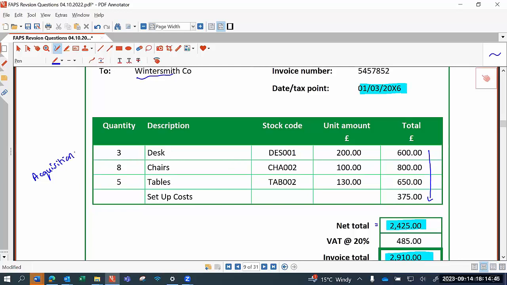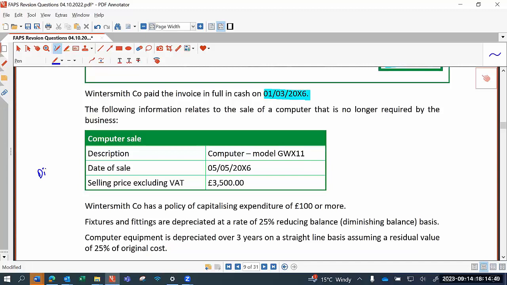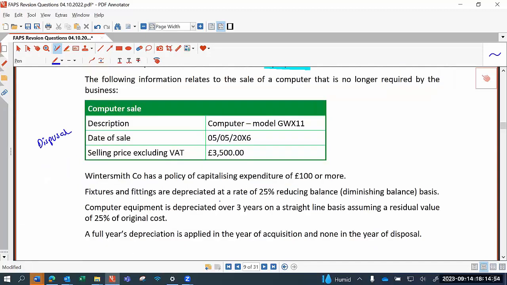So, things that have been purchased in the period. We've also got a disposal: a computer, where we know the date of sale and the selling price excluding VAT. We've then got some general information, and there are a couple of things that I'm always looking for in any non-current asset question.